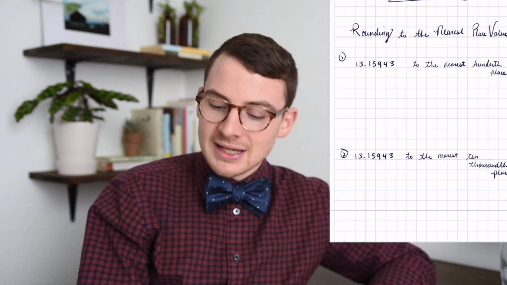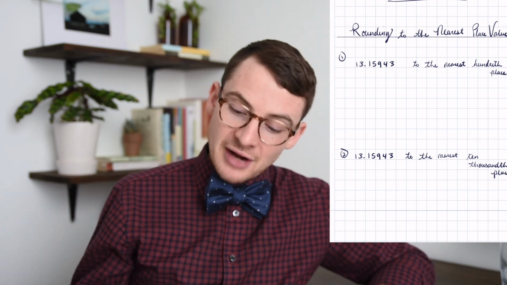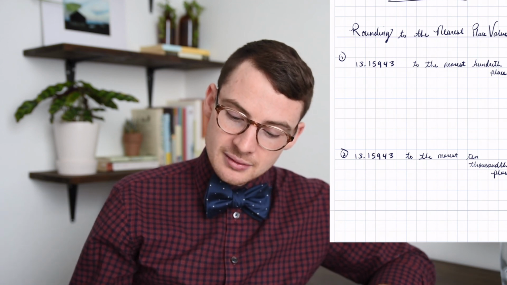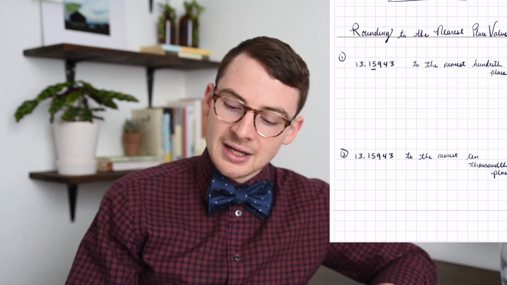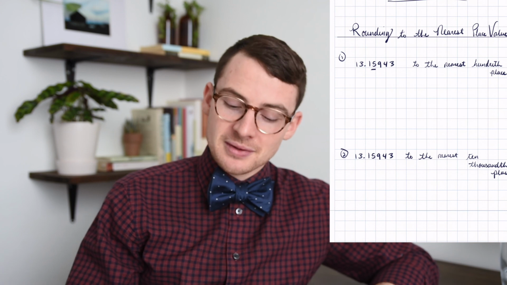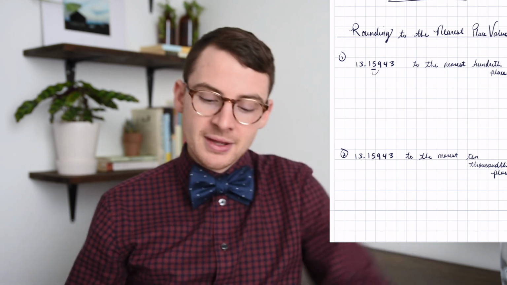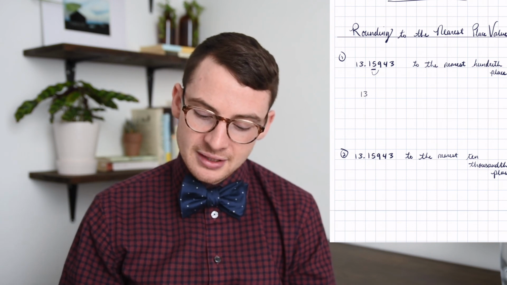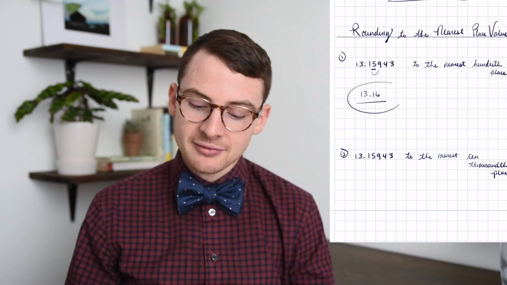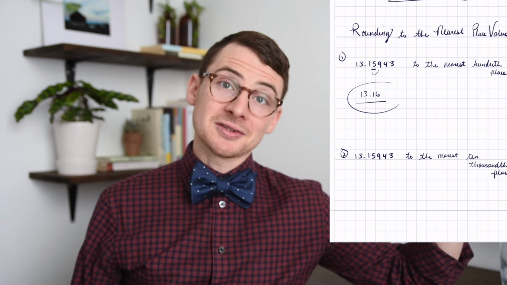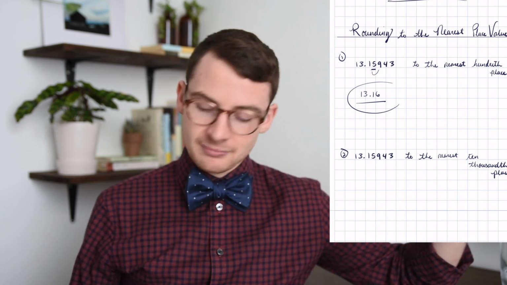Now, for this one, number one, it says to the nearest hundredth place. Well, I need to find my hundredth place. So that would be right here, the 5. So the 5 is in the hundredth place. So I'm going to round to the nearest hundredth place, which would be that 5. So I look at the number next to it, which is a 9, which means I'm going to round up. So then I round this to 13.16. And therefore, I don't have to keep going. And then I could just say, I owe you $13.16, right? Be a lot easier.